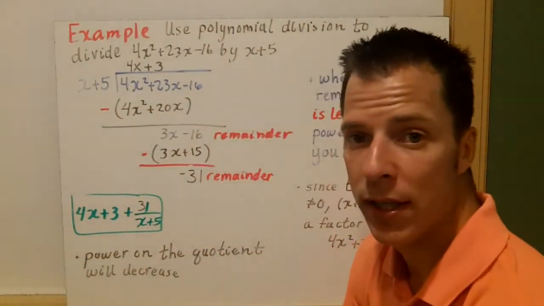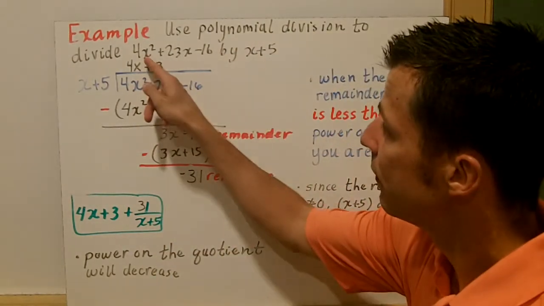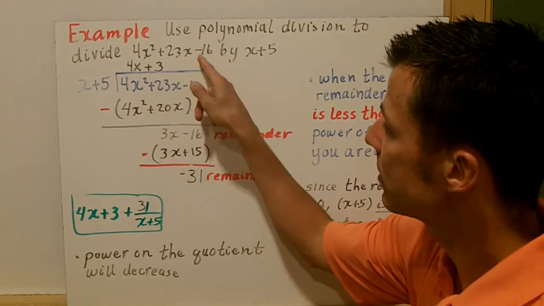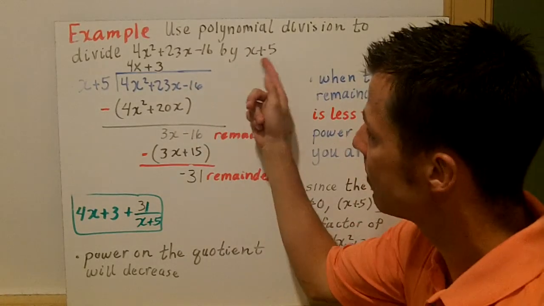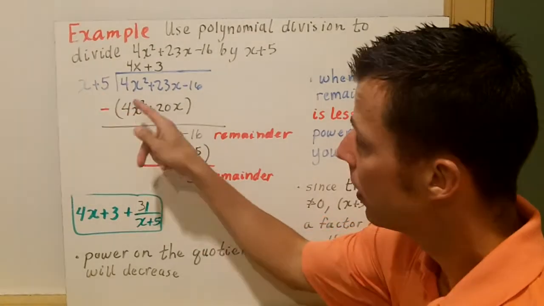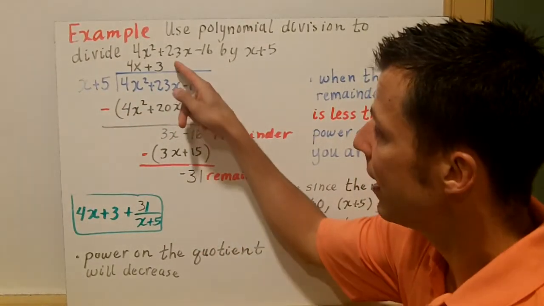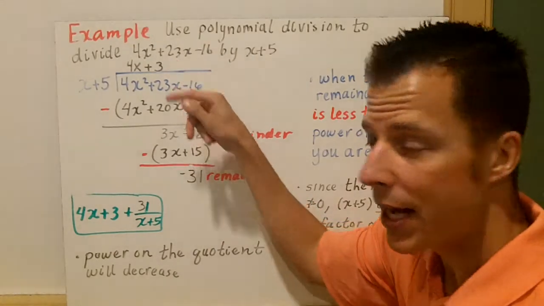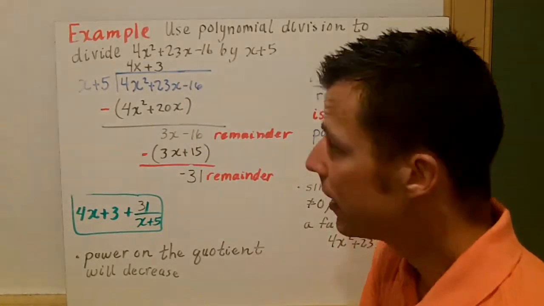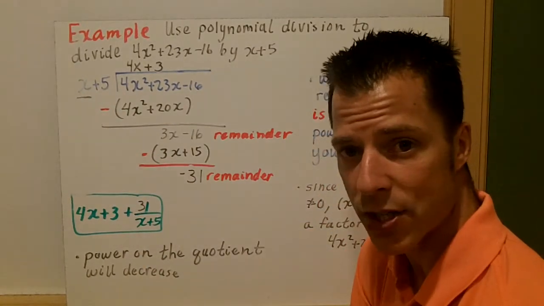Now in example 1 here, we're actually going to use long division, polynomial long division, to divide 4x squared plus 23x minus 16 by x plus 5. X plus 5 is called our divisor. The number underneath here, the 4x squared, is called the dividend. And here's our quotient that goes on top. Now, the key here is our x value, this. Okay, out front, we always pay attention to x.